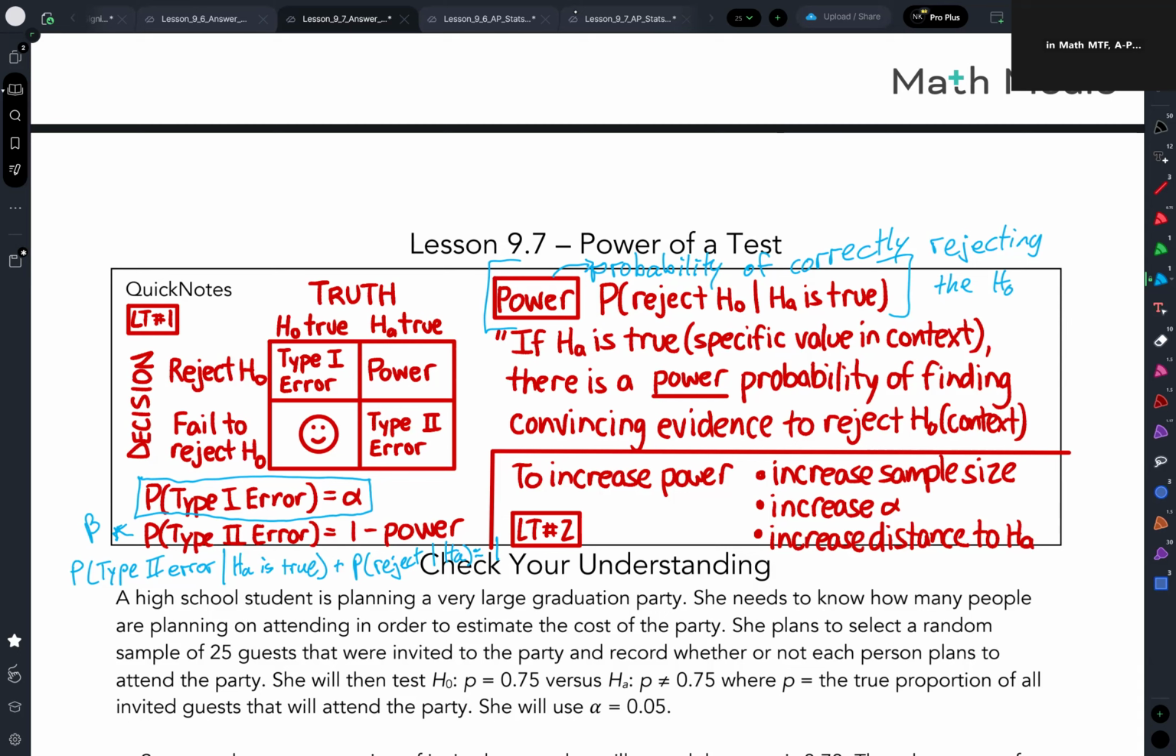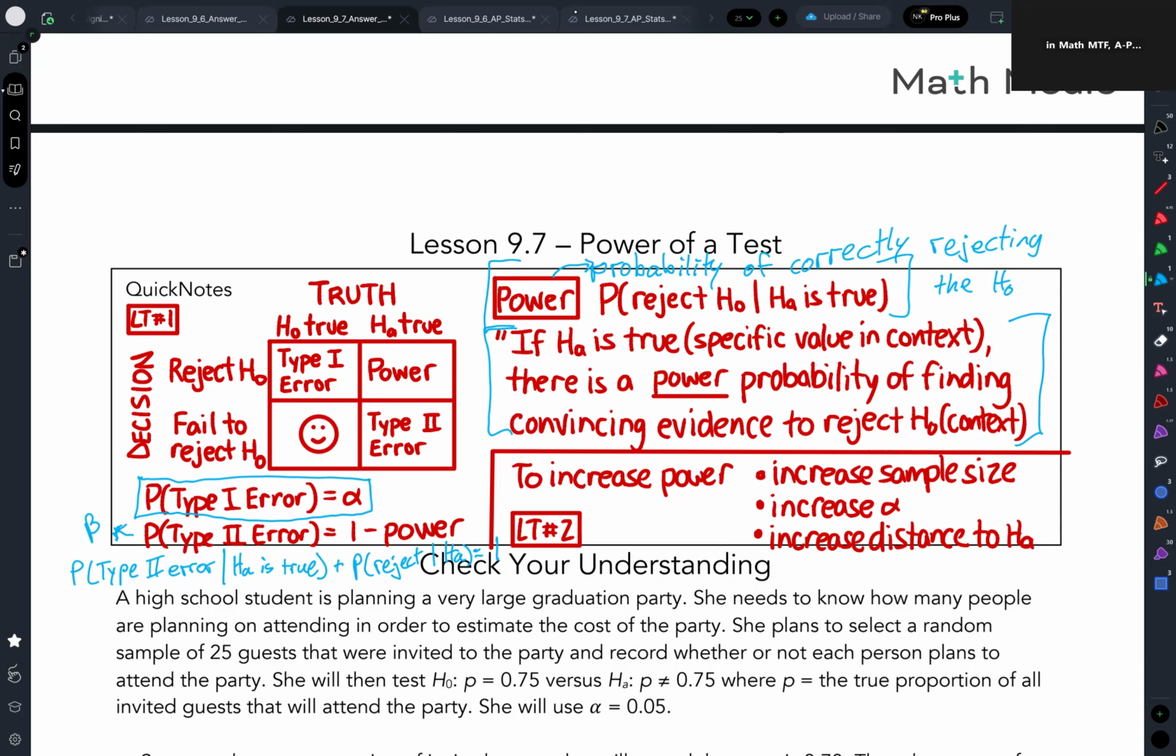That's just 1 minus the power, which also means power is 1 minus the probability of a type 2 error. More importantly, on the AP exam, you got to know how to interpret, right? Given the alternative is true, you want the specific value in context. So if the alternative is truly p equals blank, in context, there is a, whatever the power is, probability of finding convincing evidence to reject the null.